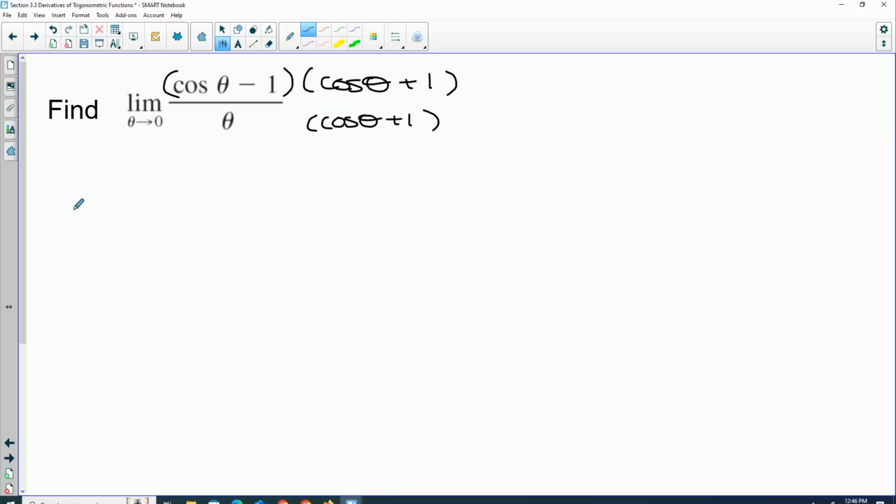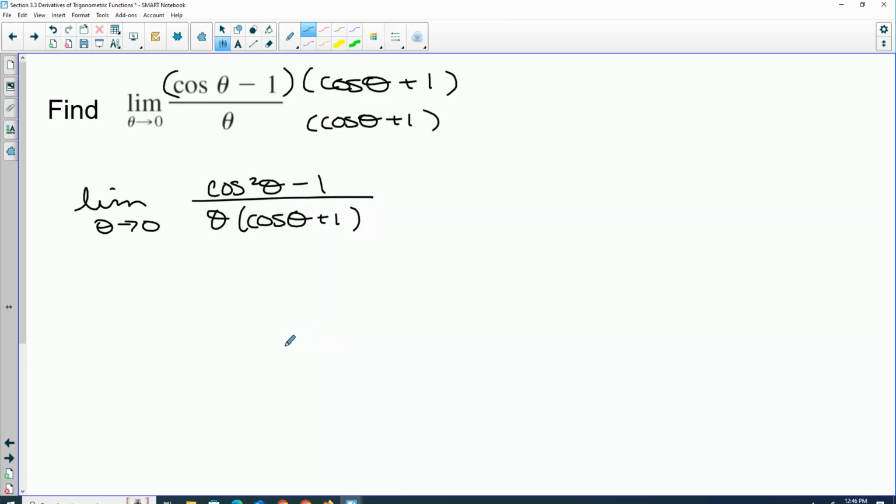Then we have the limit as theta approaches 0. If we FOIL on the top, we get cosine squared theta minus 1. On the bottom, I'm not multiplying it out. Sine squared. So from our most important formulas that we just wrote down, we know sine squared plus cosine squared equals 1. Looks like it's going to be negative sine squared. Yeah.